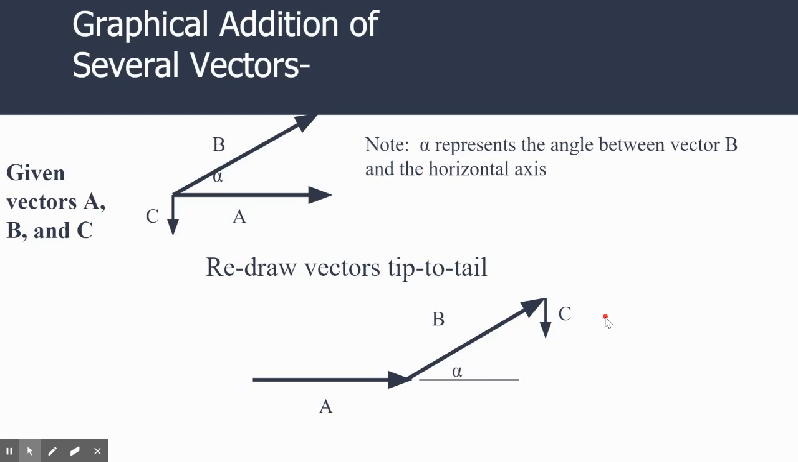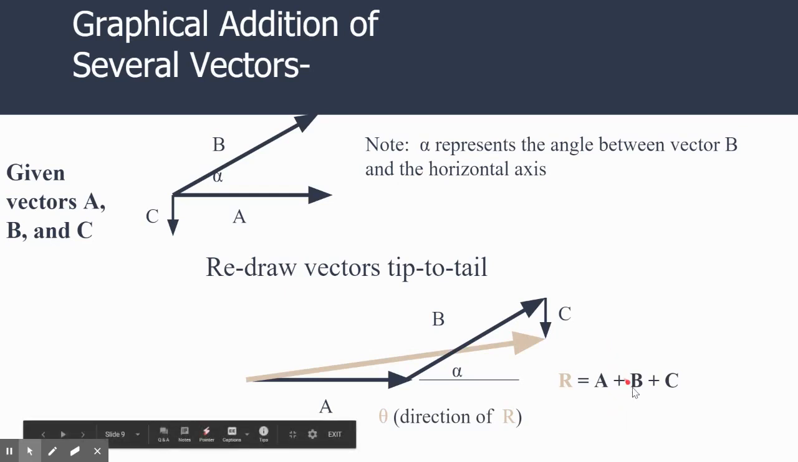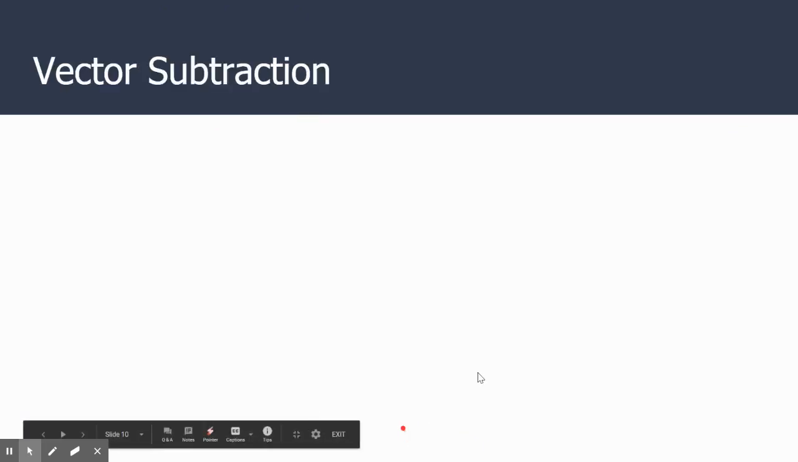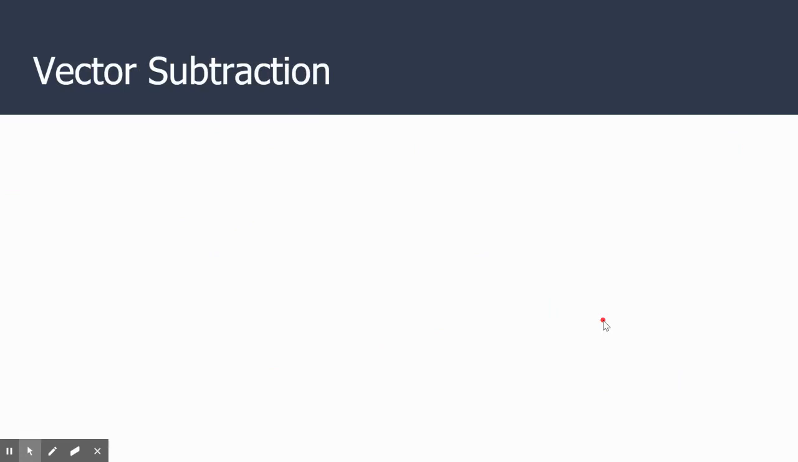So what do you do when you have all three vectors? You draw your resultant. Your resultant is A plus B plus C. And theta here, that Greek symbol, is the direction of R. R is your resultant vector, and theta is the direction. So we've covered vector addition with two or more vectors.